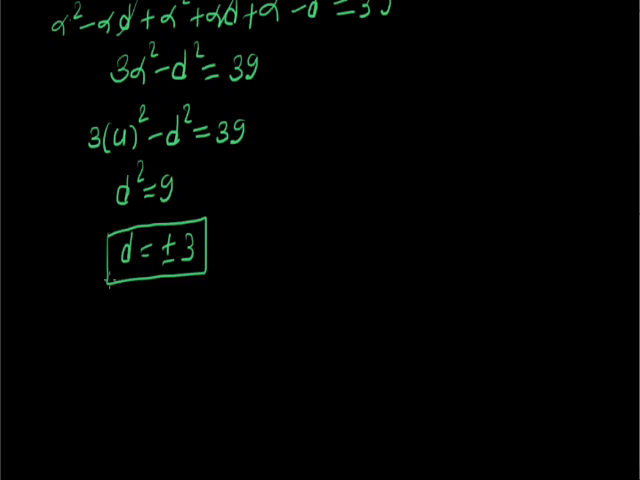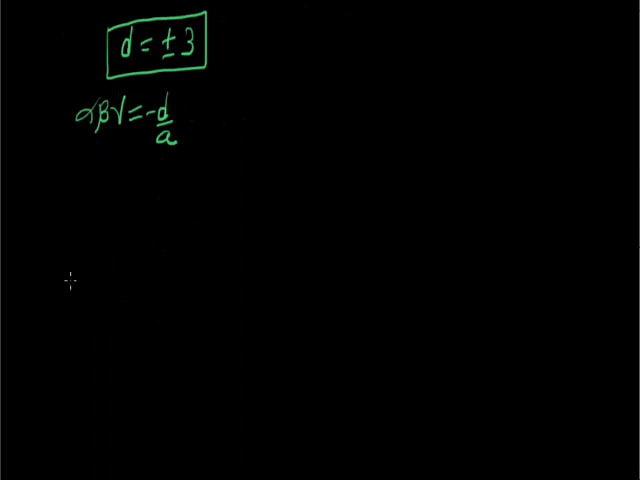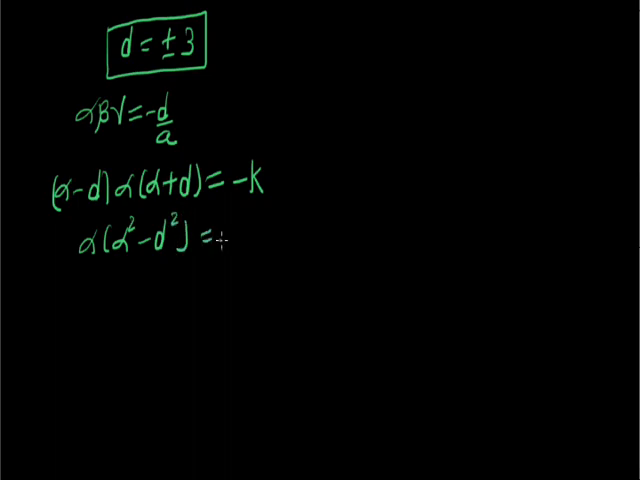Now we come to our final relation, that is the product of the zeros, alpha into beta into gamma, is equal to minus d upon a. If we multiply all the zeros, that is alpha minus d, multiplied by alpha, then alpha plus d, it is equal to minus k. Substituting the values, it converts into alpha into alpha square minus d square is equal to minus k.